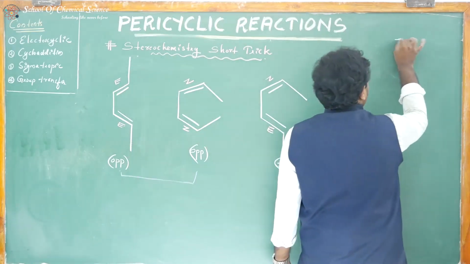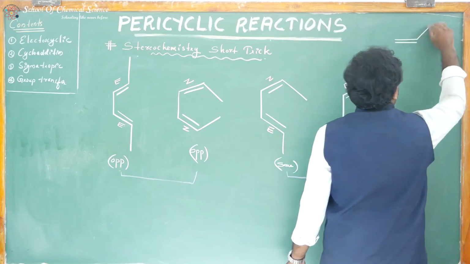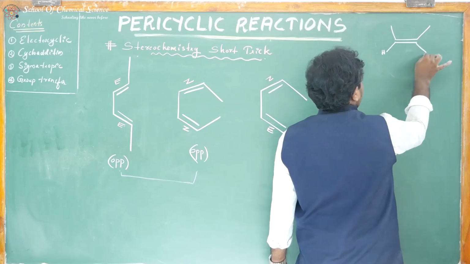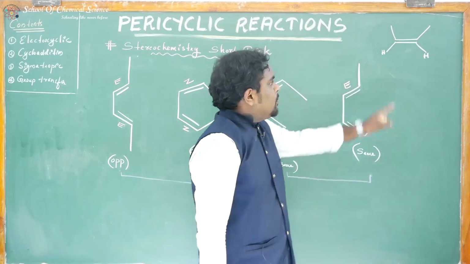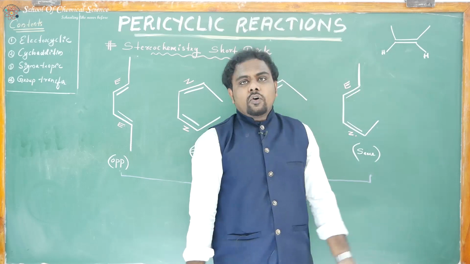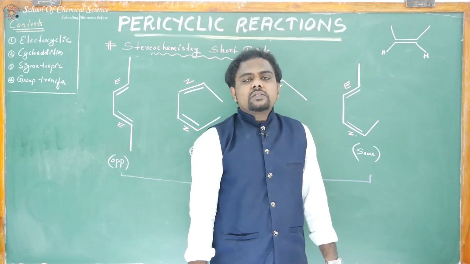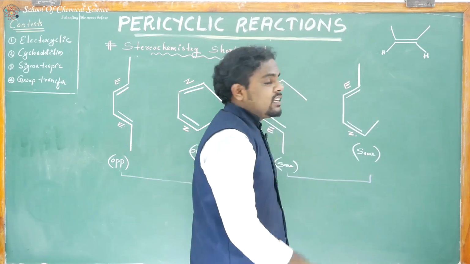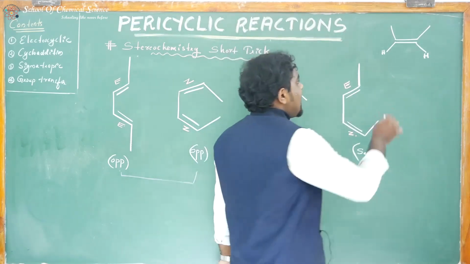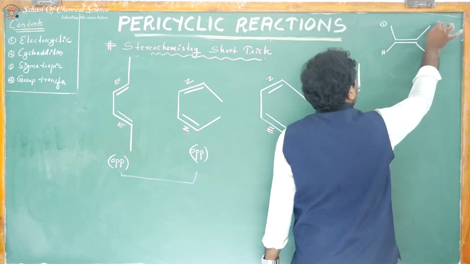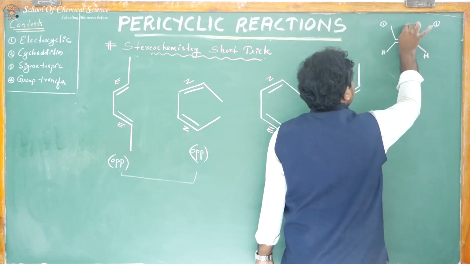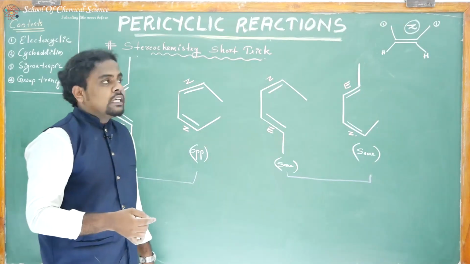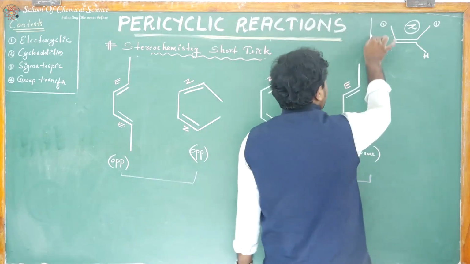Suppose an alkene, this is a double bond. Here two methyl substituents, here hydrogens. So the methyl group has higher priority. Instead of cis and trans, we use E and Z. The methyl group has higher priority, hydrogen has second priority. Same priority group on the same side, this is called Z. Z means same priority group on the same side. So this is a Z alkene.